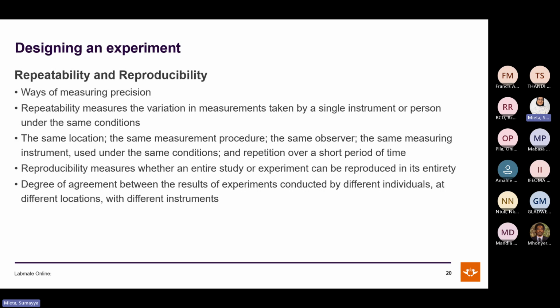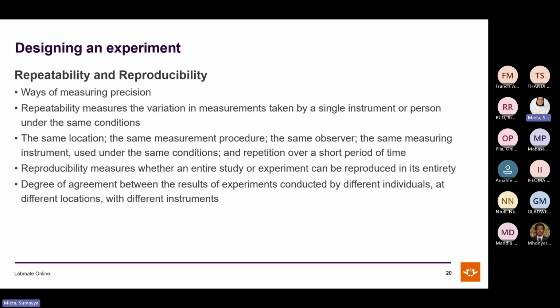Okay, reproducible, it measures whether the entire study can be reproduced in its entirety. Okay, so there must be a certain degree of agreement between the results of the experiments conducted by different individuals at different locations with different instruments. So say, for example, I conduct an experiment in the lab and I identify the organism as being an E. coli. And you conduct the experiment in your lab and you also get an E. coli.